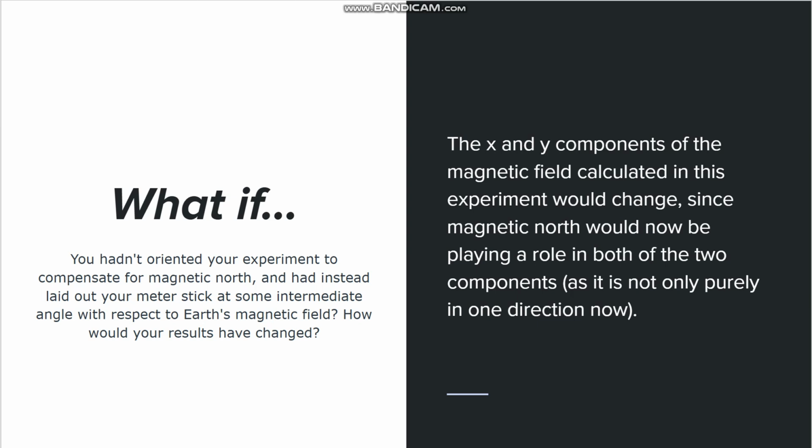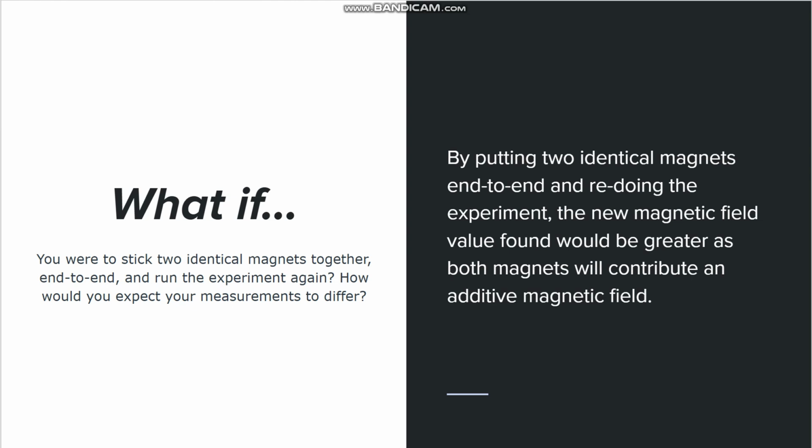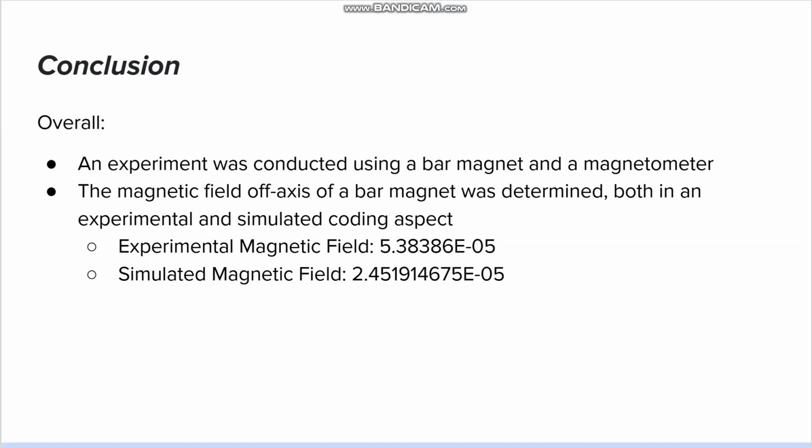According to this what-if question, the x and y components of the magnetic field calculated in this experiment would change, since magnetic north would now be playing a role in both of the two components, as it is not only purely in one direction now. And according to this what-if question, by putting two identical magnets end-to-end and redoing the experiment, the new magnetic field value found would be greater as both magnets would contribute an additive magnetic field.